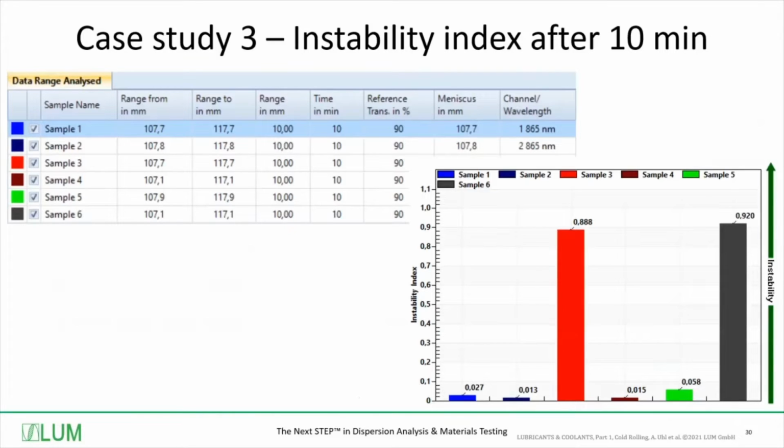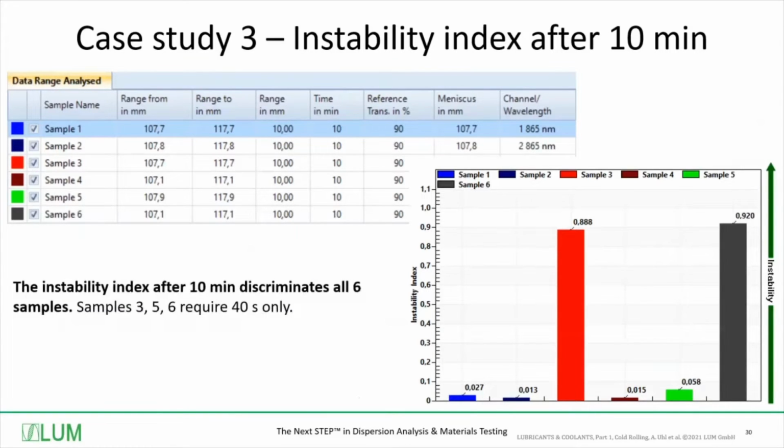Sample number 6 is the most unstable. Second unstable, sample number 3. The other 4 samples have changed and have smaller instability index values. They are much more stable than the 2. After 10 minutes, we are able to discriminate all 6 samples.